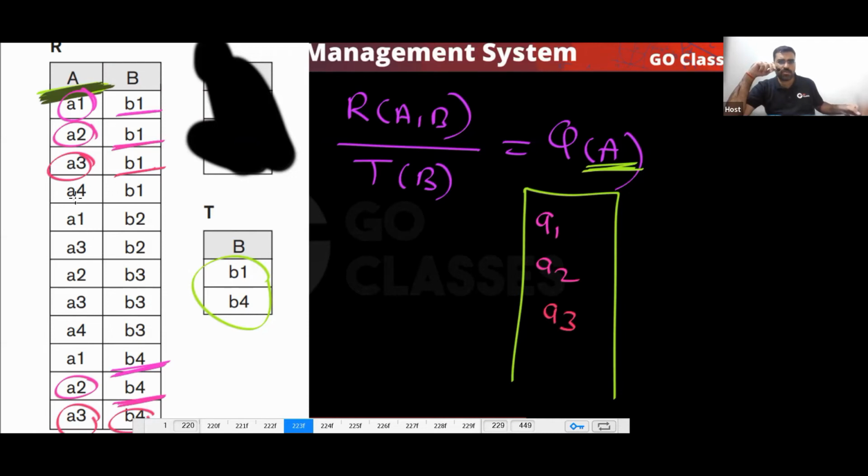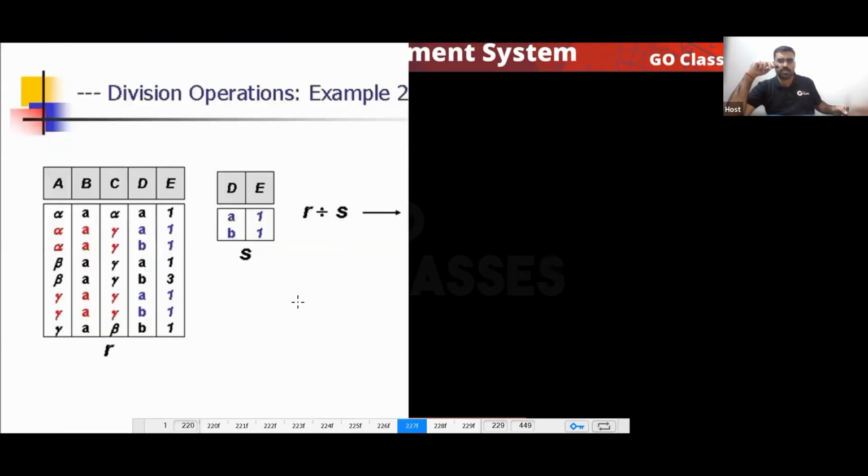What about A4? A4 with B1 is there. A4 with B4 is not there. So this will be your answer. Your answer will be A1, A2, A3. Okay, so like this you can do.